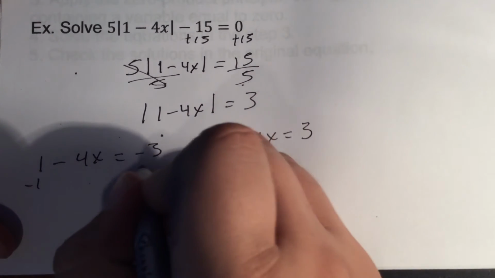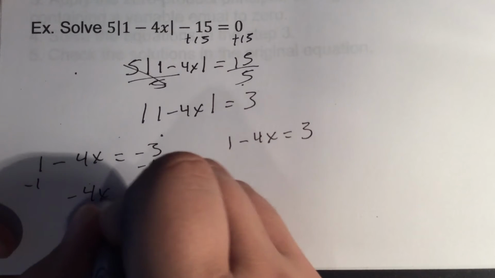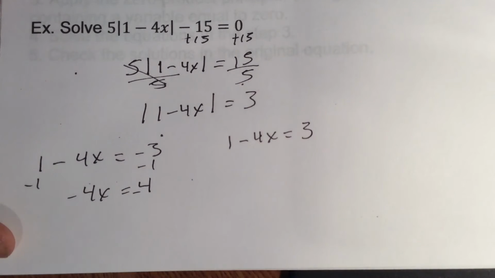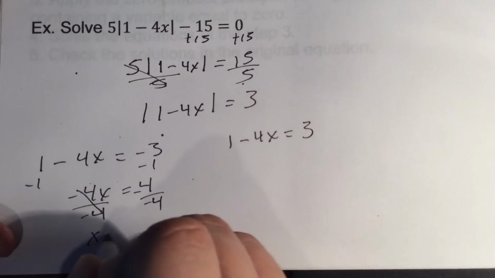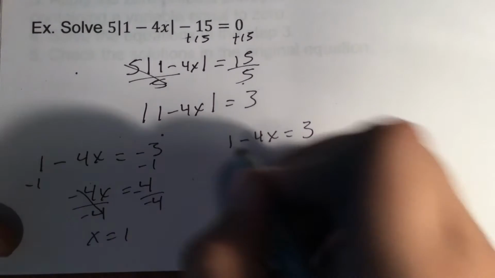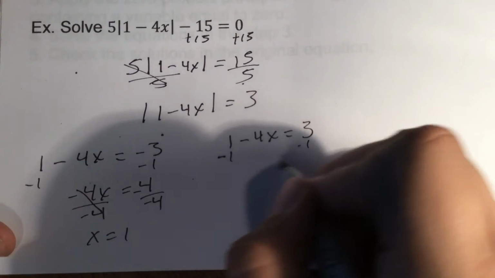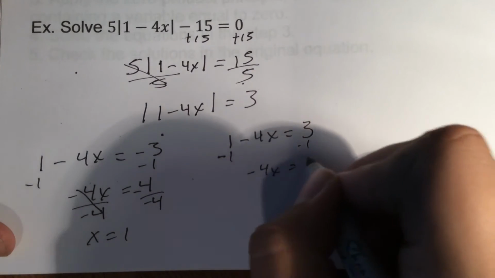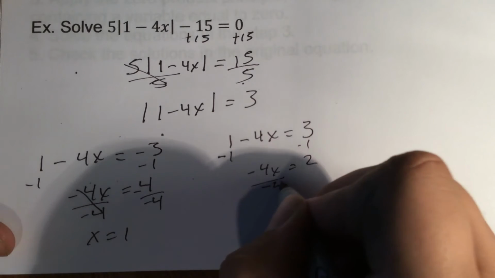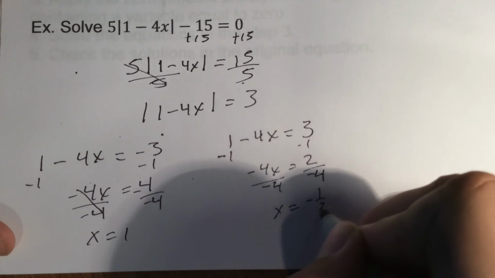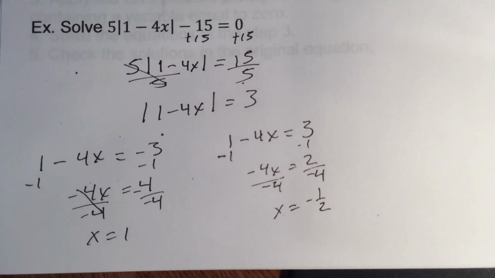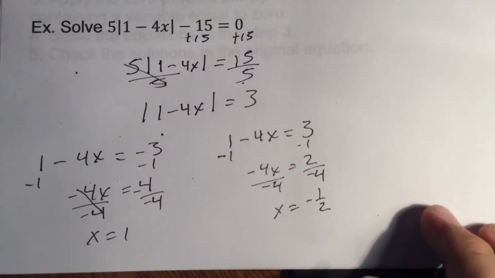So if I subtract 1, I have negative 4x equaling negative 4, and divide by negative 4, I'd get x equals 1. Over here, same thing, subtract the 1, so negative 4x equals 2, dividing by negative 4, x would equal negative half.